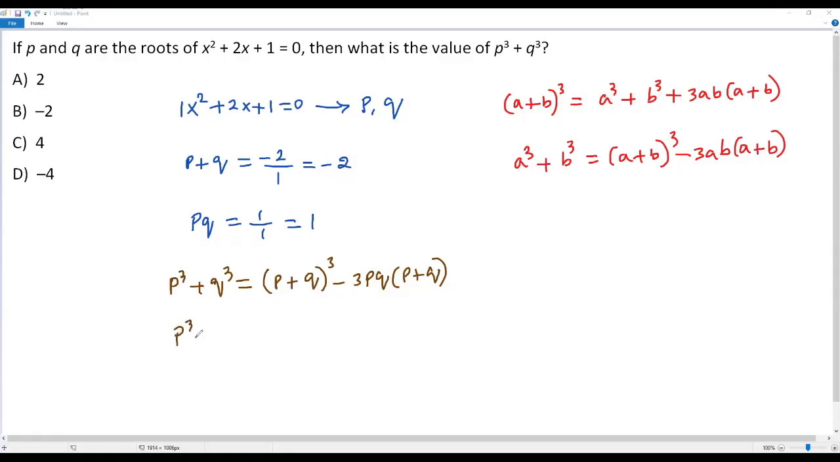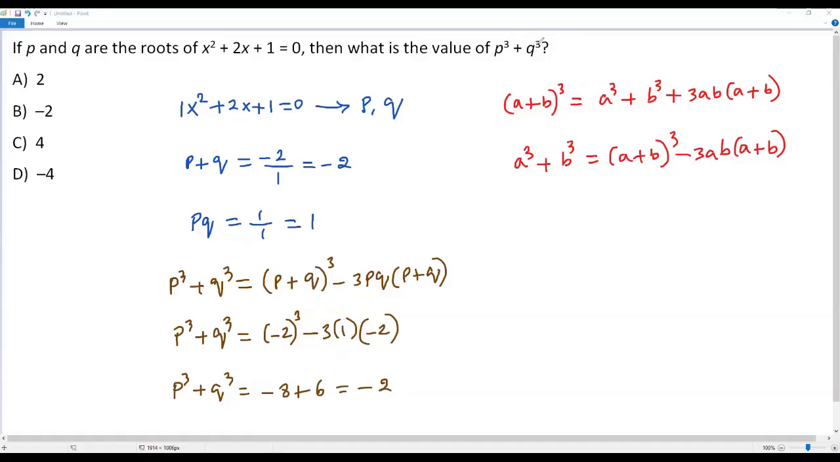Now let me write P cubed + Q cubed equals, for this P + Q, we already got the value, that is negative 2. We can plug in negative 2 for this P + Q, then I'm getting (negative 2) raised to the power of 3, minus 3 times, for this P times Q, we got the value 1. We can plug in 1 for this one. Again, for this P + Q, we can plug in negative 2. Let me do the simplification. P cubed + Q cubed equals, when I evaluate negative 2 to the third power, it will be negative 8. And when I multiply negative and negative, I'm getting positive. 3 times 1 is 3, 3 times 2 is 6. When I combine negative 8 and positive 6, I'm getting negative 2.